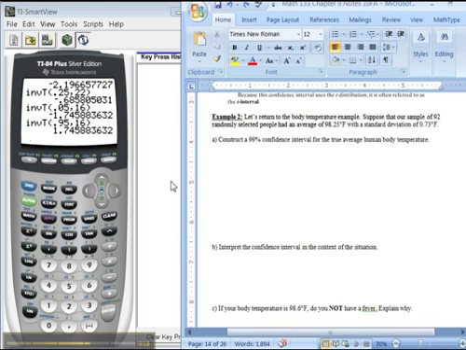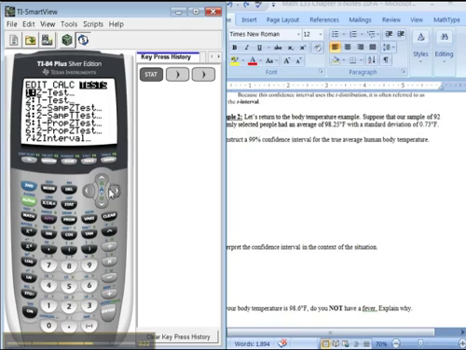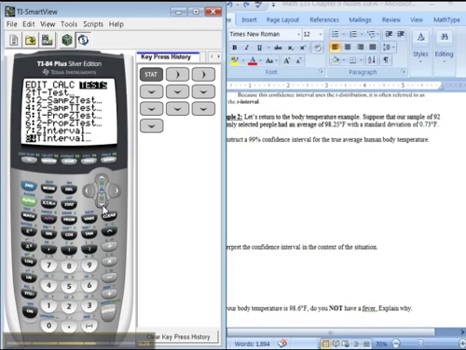Okay, so what do you do to find this confidence interval? You go stat, go to the right to tests. We want a T interval here. We don't get to use a Z interval. A Z interval only gets used if you know sigma, which we don't. So we're going to do a T interval. That's an interval for the mean where sigma is unknown.